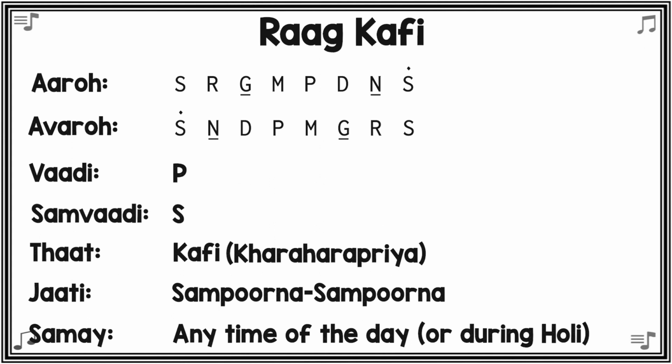Raag Kafi has 2 Komal Swar in the Aroha as well as Avroha, that is Komal Ga and Komal Ni. Let us now explore the composition that we will be learning in the next episode.